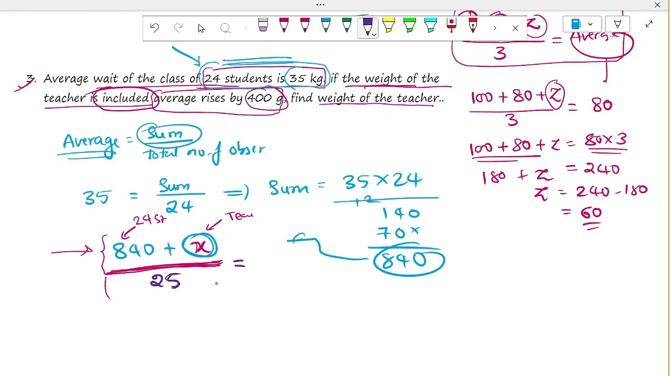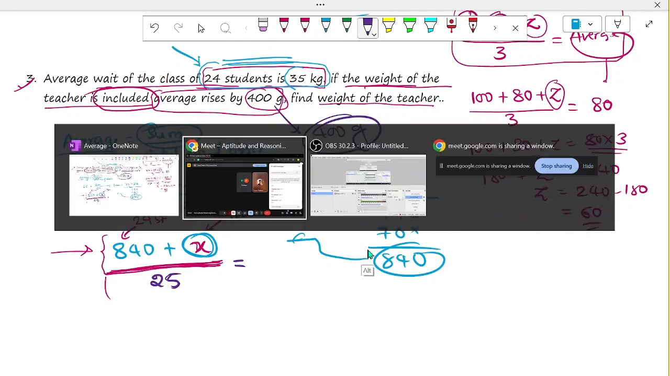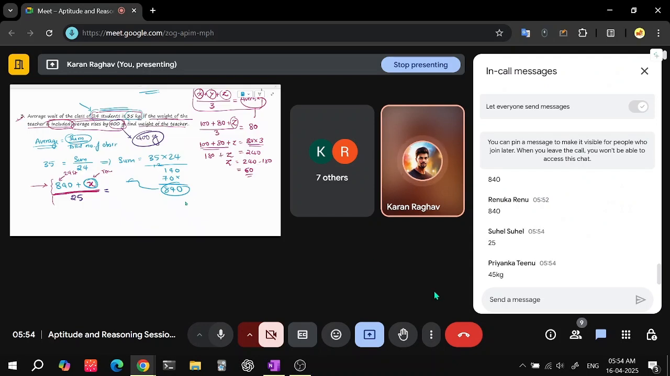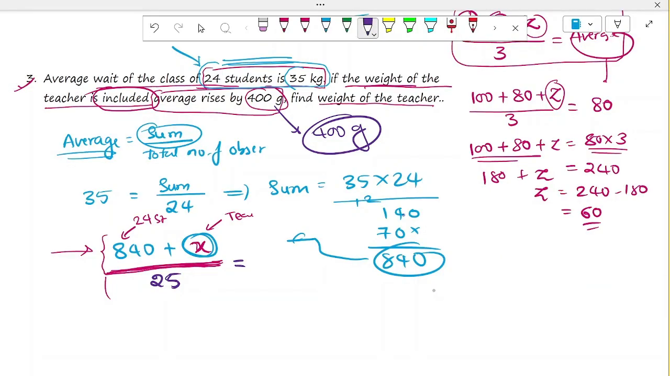And the average is also given actually. The average is increased by how much? There is an increment in the average by 400 gram. So what is the average now, after including the teacher? 45 is the answer, or we'll see. 35.400. This is in kg. This should be in kg only. So this is in kg. So what is the answer?